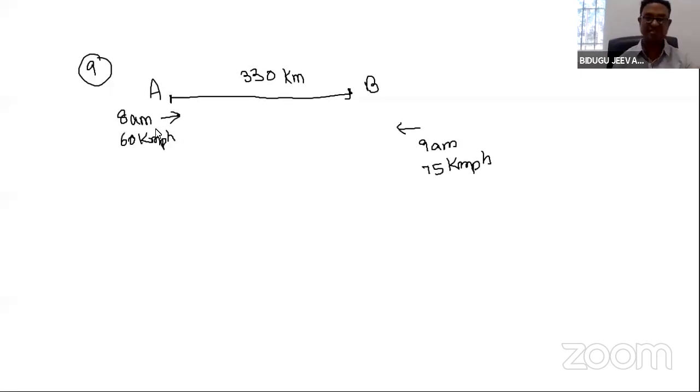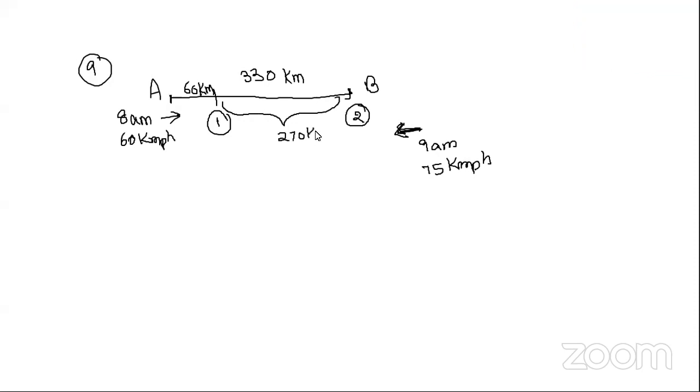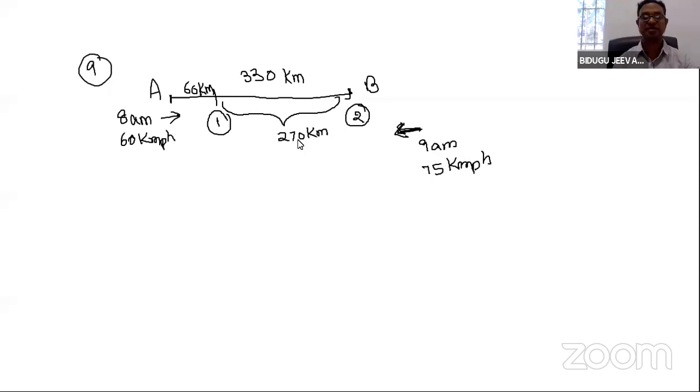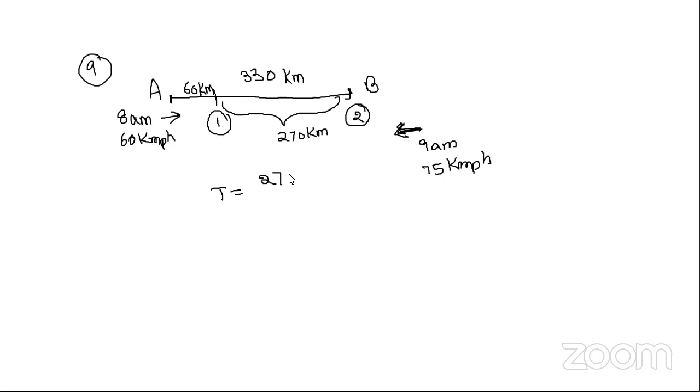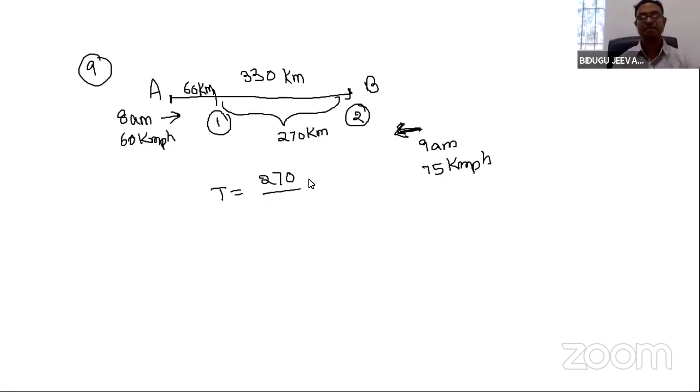What to do first? This one started at 8 a.m., and the other started at 9 a.m. Then tell me, within 1 hour, what is the distance covered by the first train? 60 kilometers. Let me write. Now for the first and second train, what is the distance right now between them? 330 kilometers minus 60, that is 270. Now when the two trains are coming in opposite directions, the time taken is 270 by 60 plus 75, that is 135. Here no need to convert.